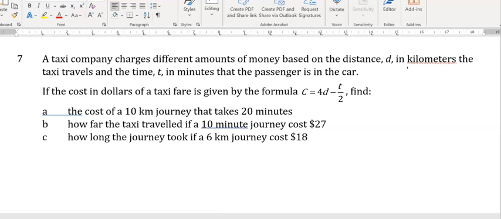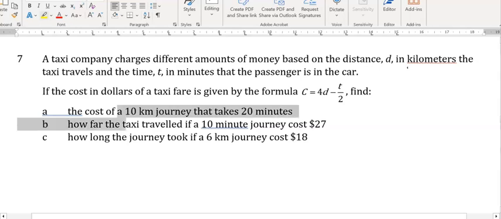Okay, this is in your revision book, and it is a word problem that has to be solved with algebra. So I'm going to use my highlighter, and I'm going to highlight some things to start with. A taxi company charges different amounts of money. Based on the distance, which is d, we'll highlight that. We'll also highlight kilometers, because that's what the distance is going to be measured in.